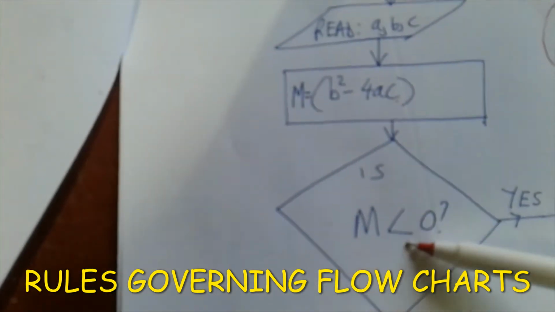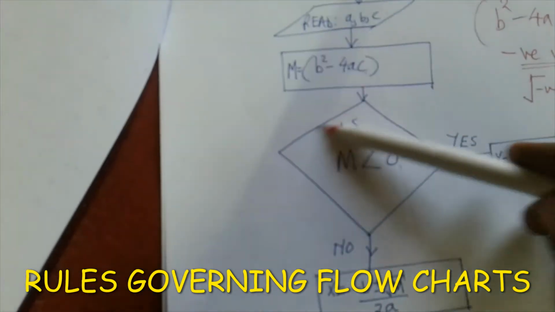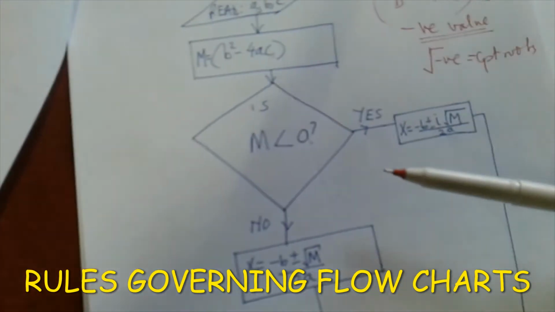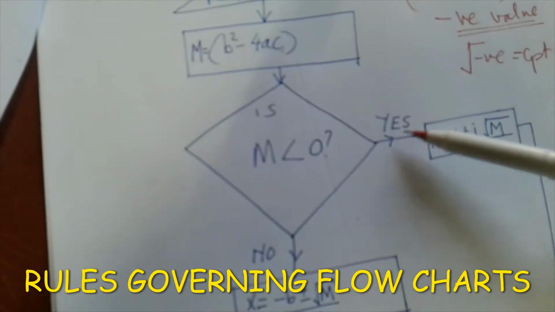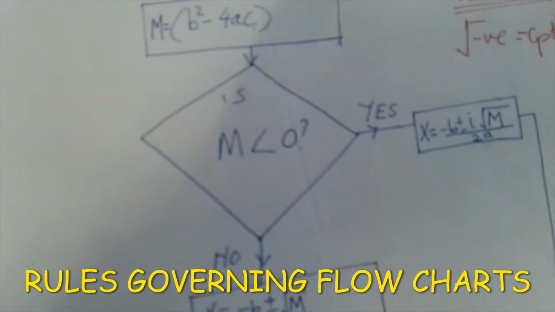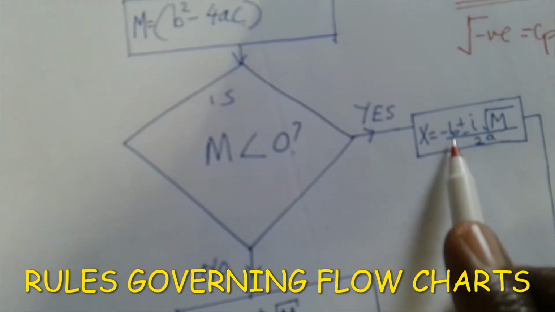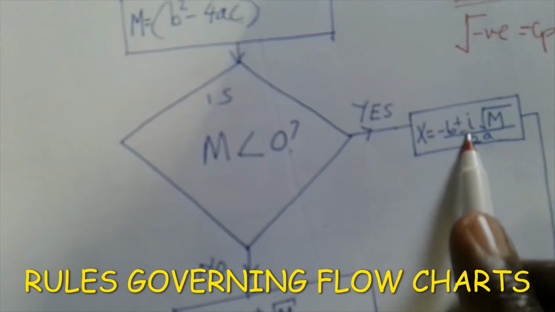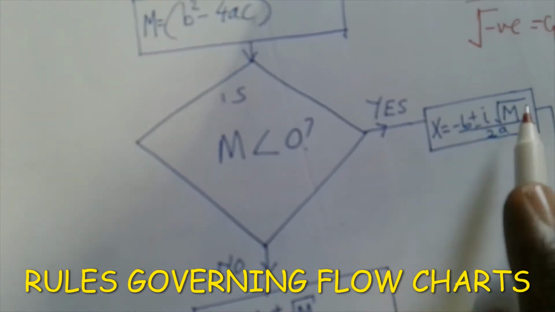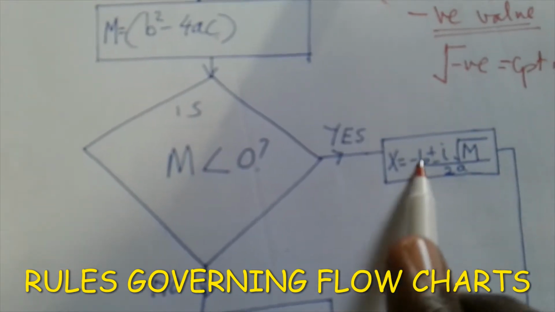Is the discriminant less than 0? That's the question. So you can see that's the decision you need to make, which has two outlets, a yes or a no. If it is less than 0, it means we shall get complex roots, and therefore we shall have roots x1 and x2 because these are plus or minus. We shall end up with two roots, and as complex numbers, we shall see they are conjugate.